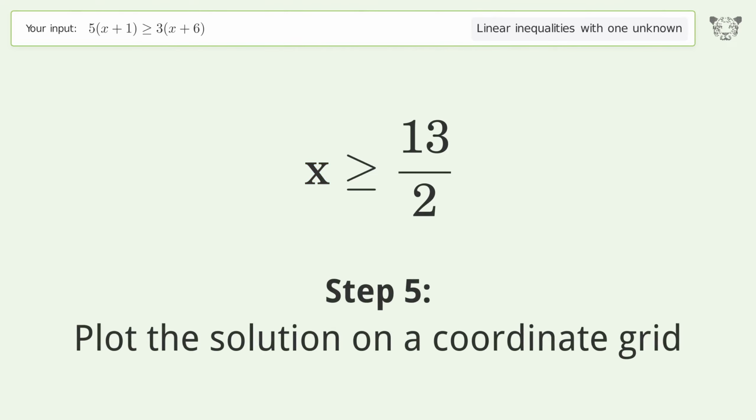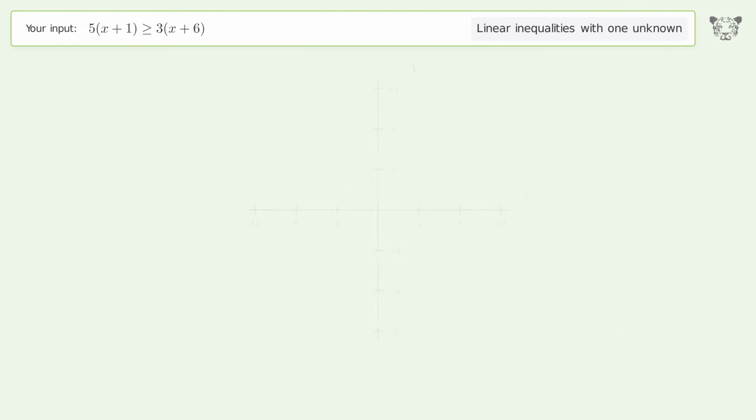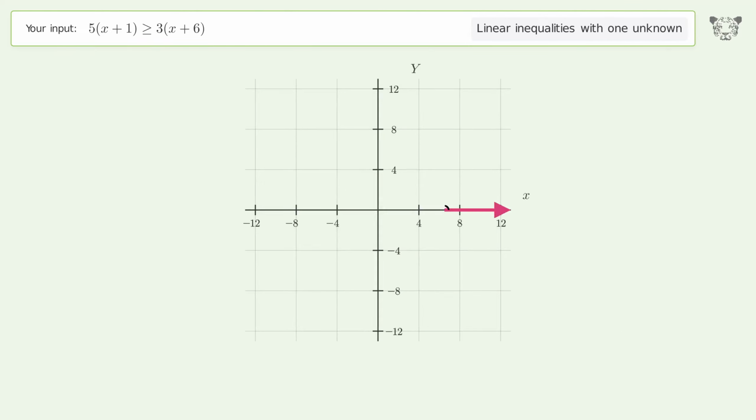Plot the solution on a coordinate grid. And so the final result is x equal or greater than 13 over 2 equal or greater than 61 over 2.